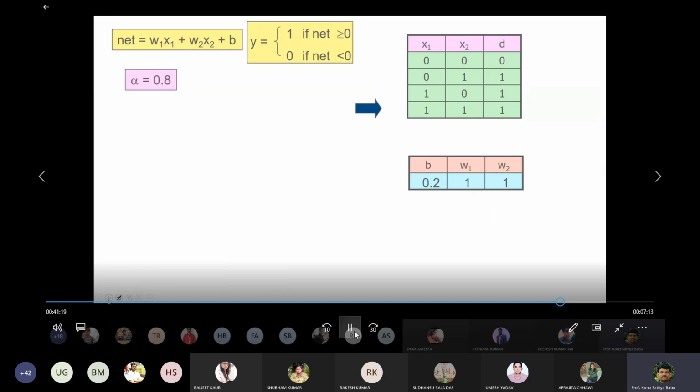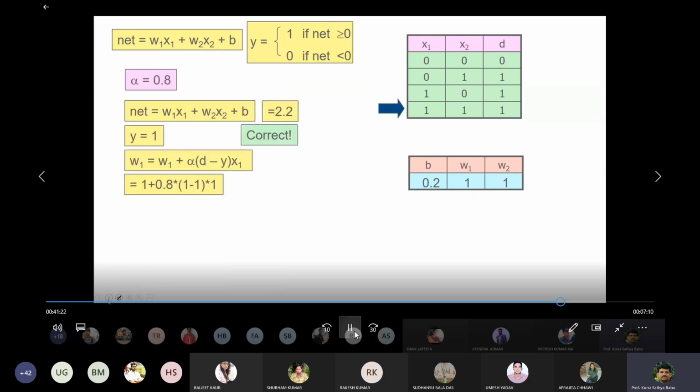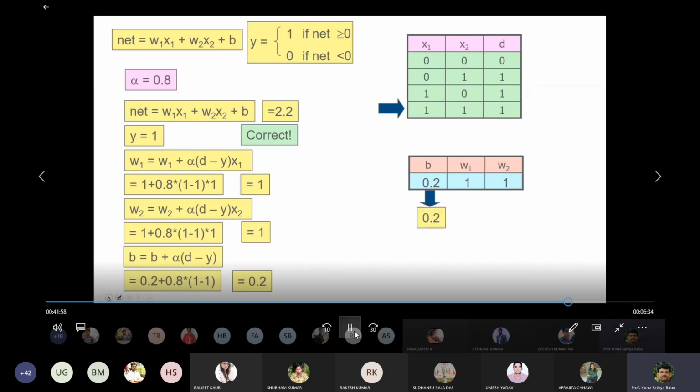Now go with the last row. Again you make these computations, again this 1 and 1. If you just substitute the values here, you are going to get 2.2. This is correct. Because 2.2 is greater than 0, the net is greater than 0, so it comes under 1. It is correct. Then again, when you do the updation, you are going to get this value.